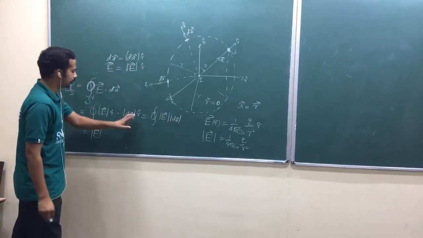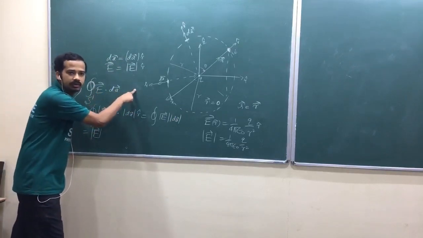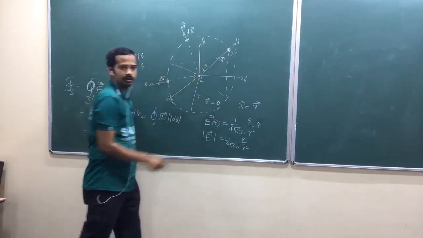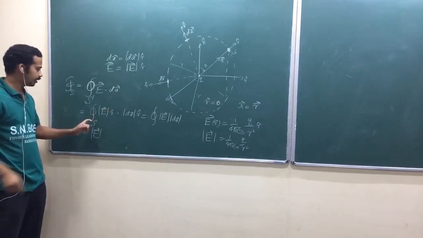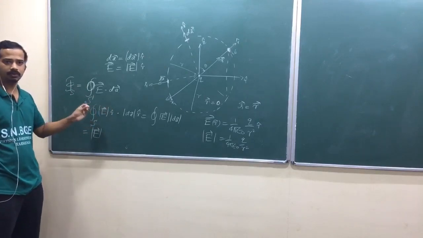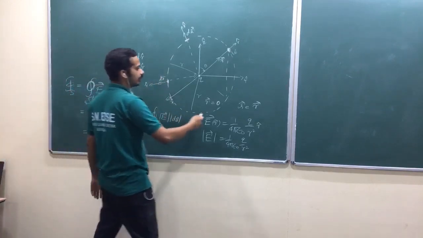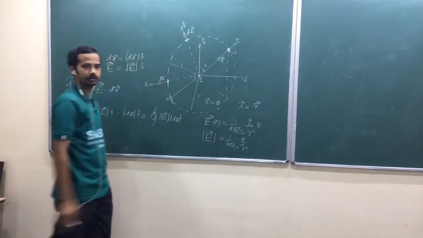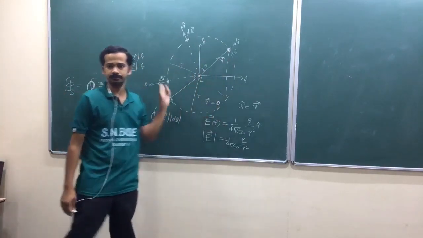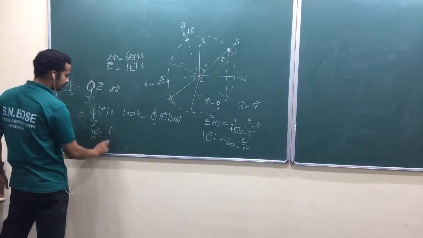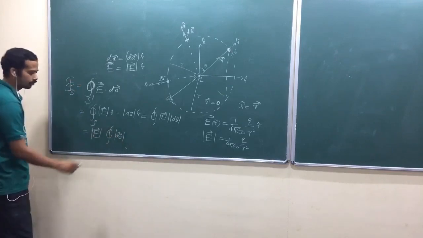Or you don't have to think about this r cap, you can just think about mod E mod dA cos theta, so theta equal to 0. Look at here, everywhere the angle between dA and electric field is 0. You can write like that also, but I prefer coordinate geometry, most general. Now look at here. So mod E, your electric field magnitude, is constant throughout this surface, am I right? Obviously, each and every point is at the same distance from the charge, isn't it? So that's why this becomes the integral of mod dA throughout the surface.